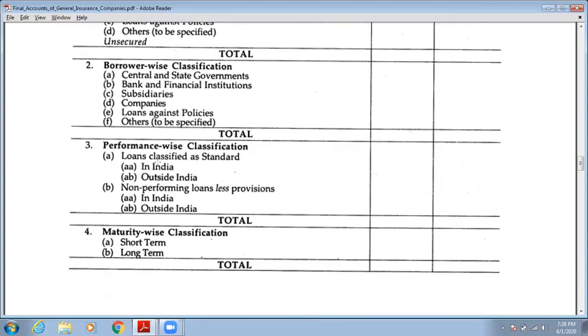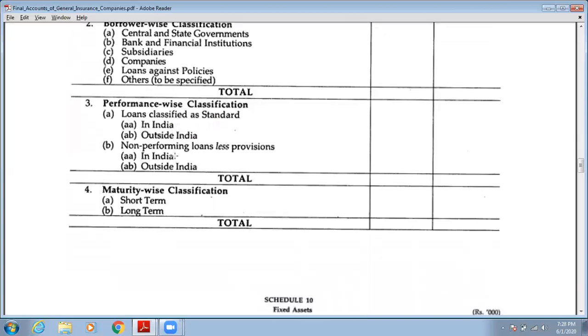And performance-wise, the loan on which you are receiving installments on time or on the due date will be known as performing loans. And the loans on which you are not regularly receiving installments on time, that means the person who took the loan has defaulted on paying the installment, that loan will be known as non-performing loans. Okay, in India or outside India.